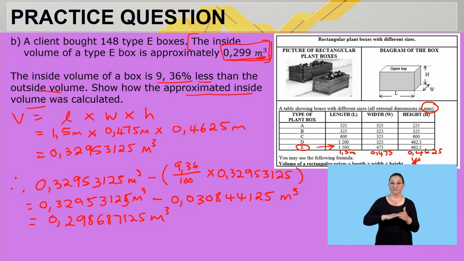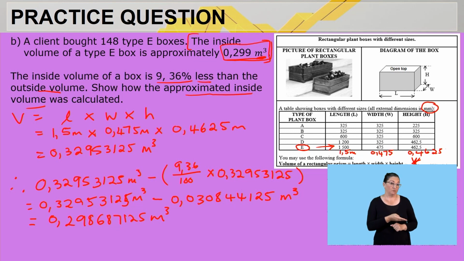Now it says a client bought 148 type E boxes. The inside volume of type E box is approximately 0.299 cubic meters. Now what is it that we need to do? It says further on, the inside volume of a box is 9.36% less than the outside volume. Show how the approximated inside volume was calculated.